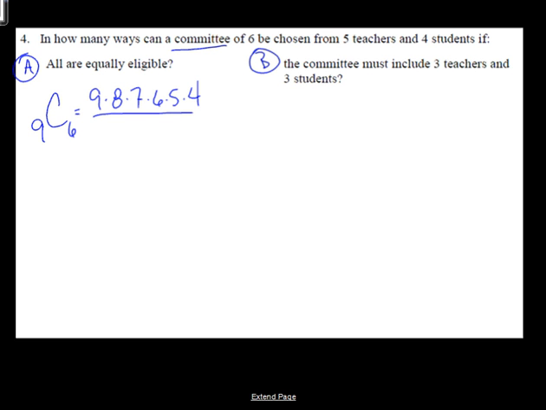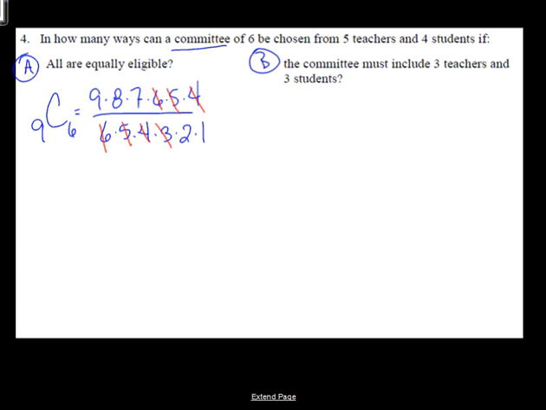So there's 1, 2, 3, 4, 5, 6 positions to pick from. But I have to go back and divide now to take out all the things that can be duplicated. So that's when I do 6 factorial, which is 6 times 5 times 4 times 3 times 2 times 1. I can go and do some canceling now to get rid of some of these things. If you have the same thing on top and bottom, mark those off. So I got 6 and 6, 5 and 5, and 4 and 4.